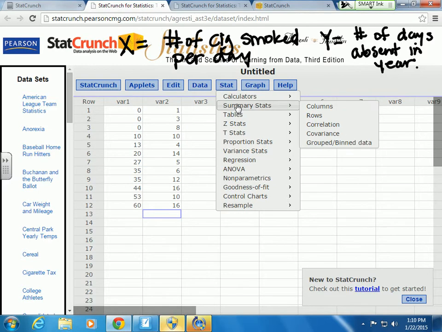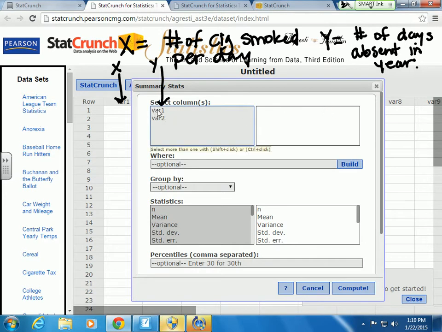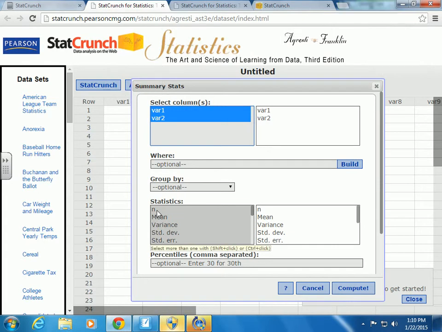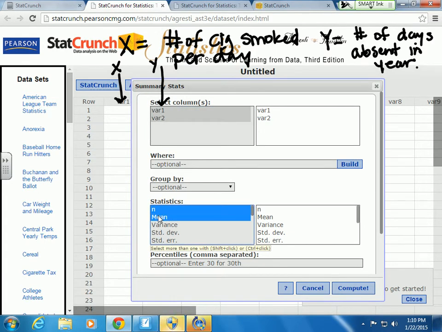So the first thing I'm going to do is go to the summary statistics, and I want the summary statistics for the columns, because this is X and this is Y. And so I'm going to have my columns, and I'm going to take var 1 and var 2, and I really want the n, means, variance, standard deviation, and standard error. Okay, so now I am going to hit compute.